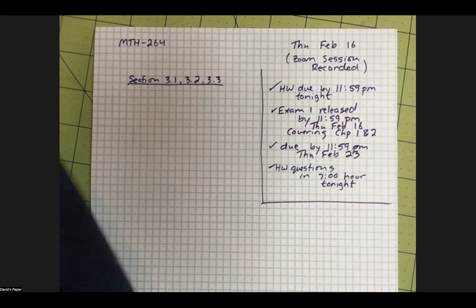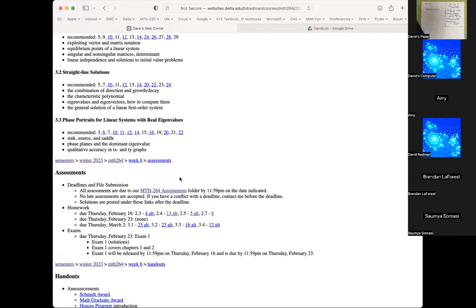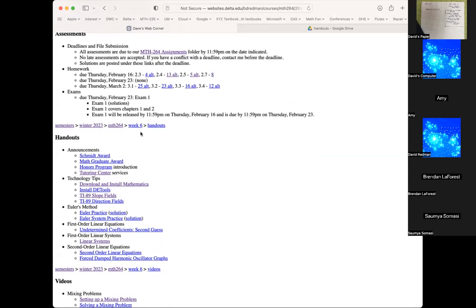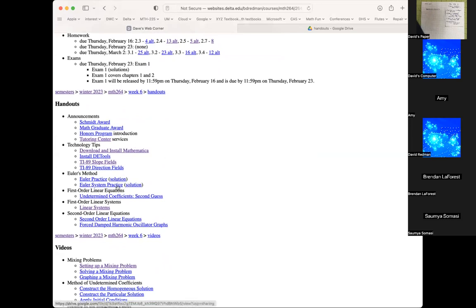I'll show you where I have that available for download. Let's go back to the website. We're on our week 6 page, looking at our handouts under first order linear systems. On our resources page, under first order linear systems, you'll find all these handouts. I have the handouts available individually because sometimes people just download them 1 or 2 at a time. But I thought this was so useful, I packaged all 16 right here.